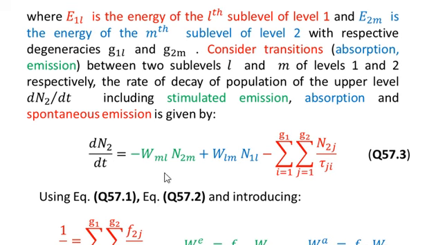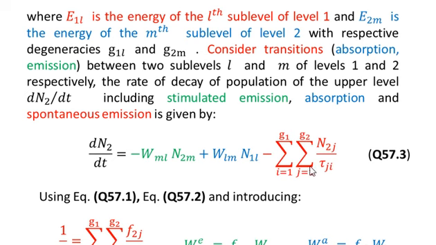This term corresponds to stimulated emission. Then in the blue we have W_LM multiplied by N1L. You see that there is a positive sign with it, and this is the absorption term.